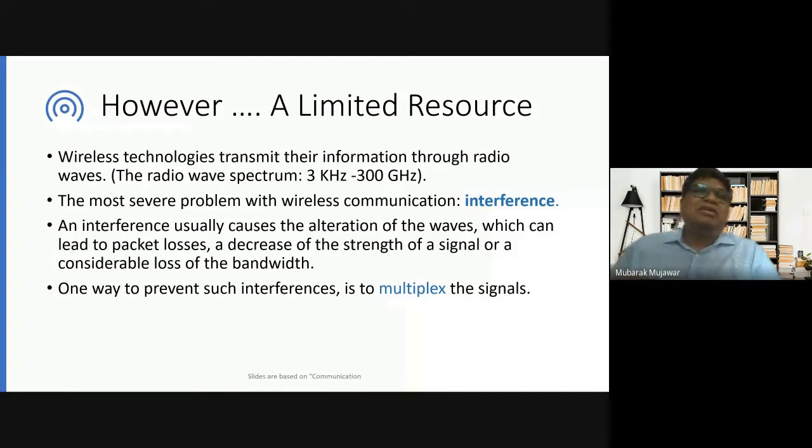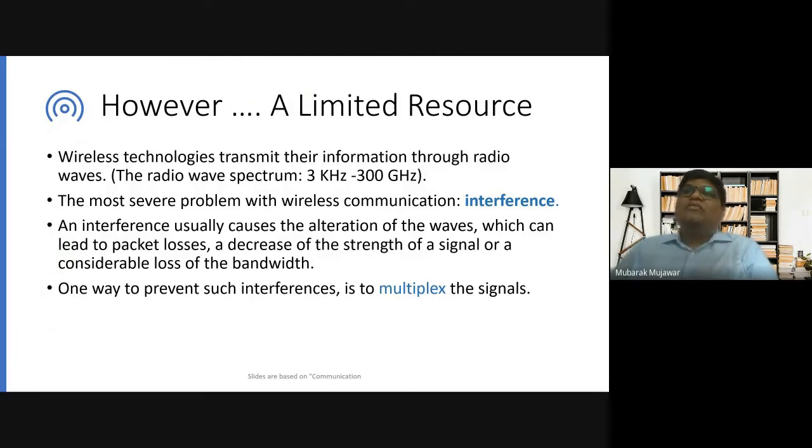One of the major wireless technology limitations is that the spectrum is very limited. For communication, either through MAC or through the physical layer, we use a radio wave spectrum, and that spectrum spans from 3 kilohertz to 300 gigahertz. So we are very much limited to this spectrum. One of the major problems with this limited spectrum is interference. We can use all these frequencies for communication, but if we start using all of them, they might interfere with us, and then the data can be lost. So interference is one of the things which limits the use of wireless technologies.